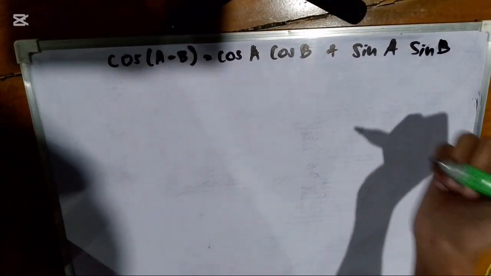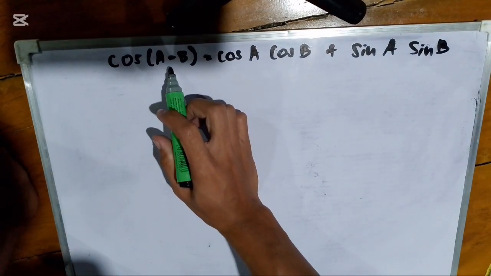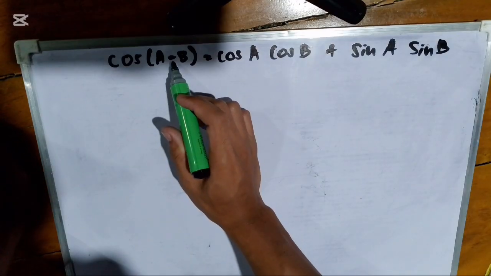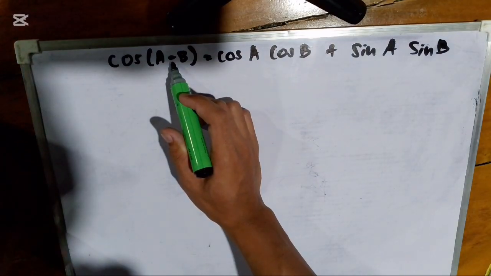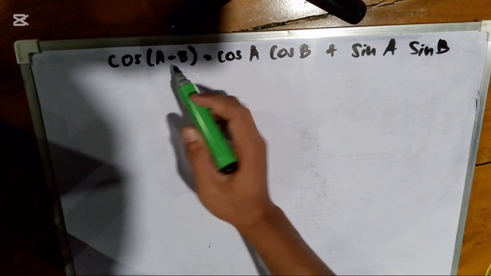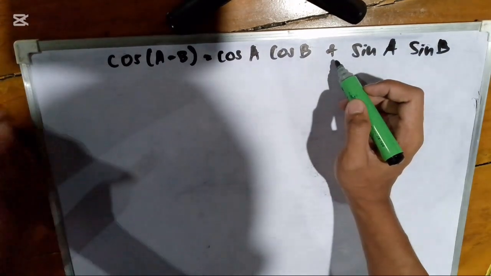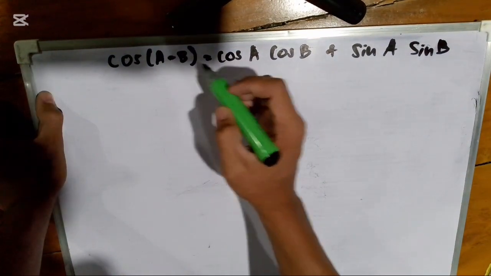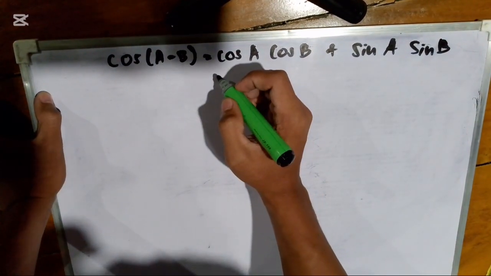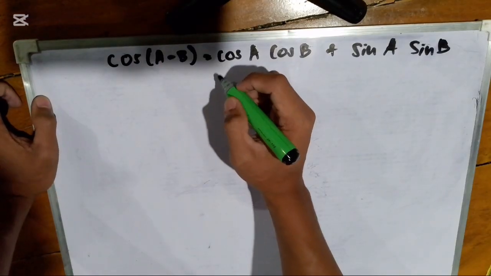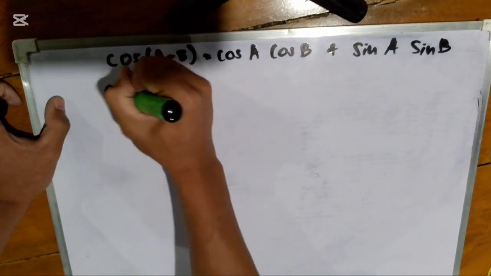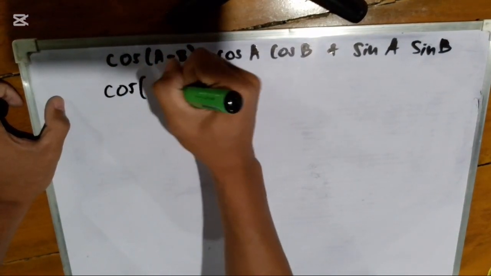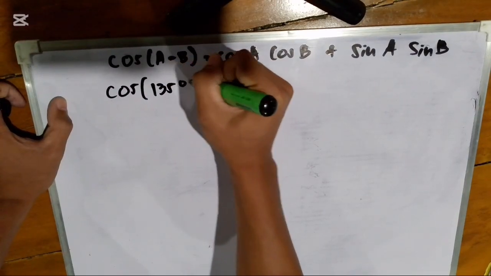And always remember that in there the sign is negative or minus. Here the sign would be opposite to this sign. And now we will be solving this example: cosine of 135 degrees.